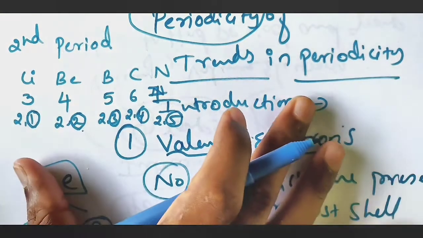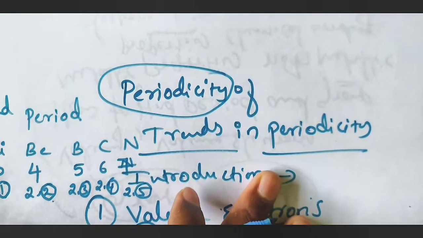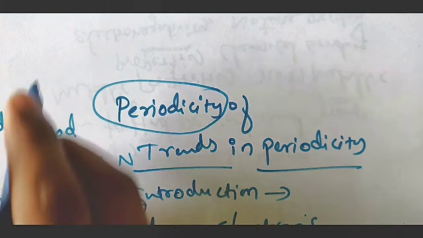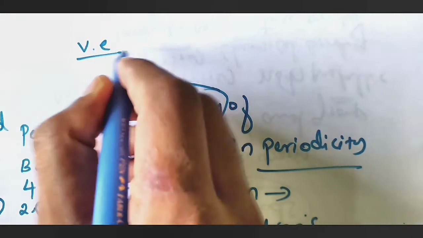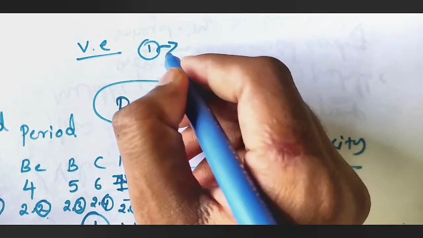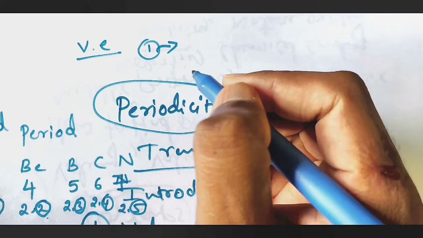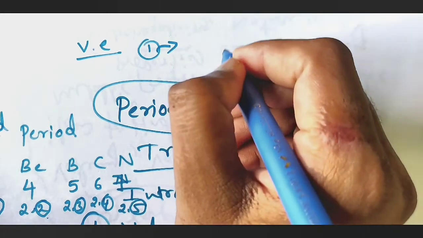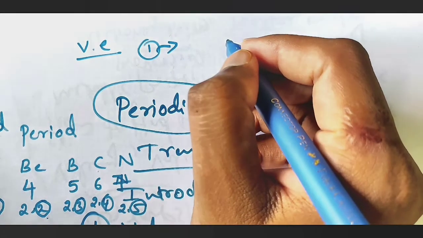Clear? So what did we understand? When we move left to right, valence electrons increase by 1. One electron keeps on increasing. Clear? But if you are talking about the groups, valence electrons remain the same.